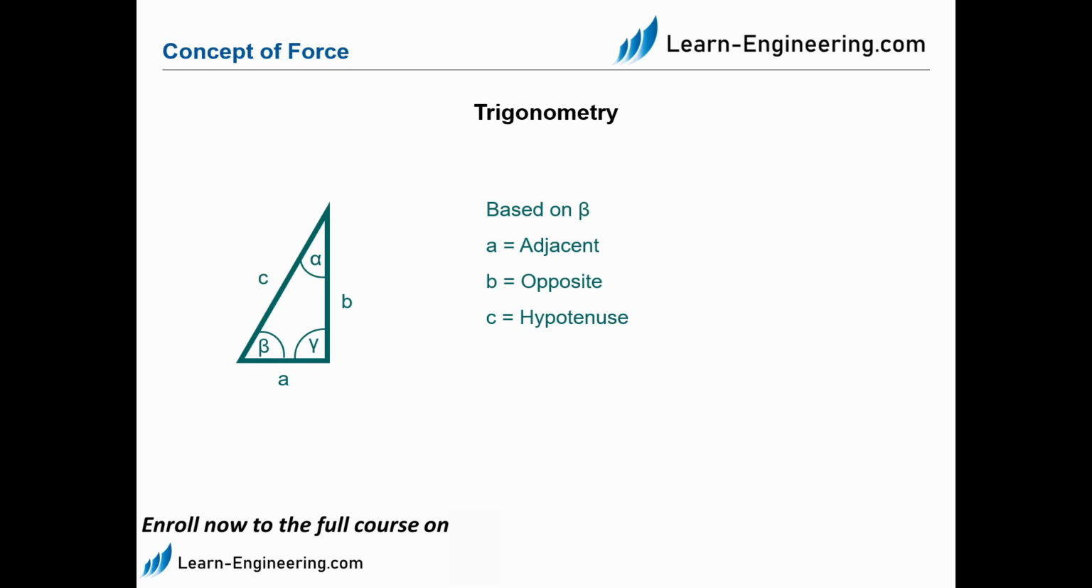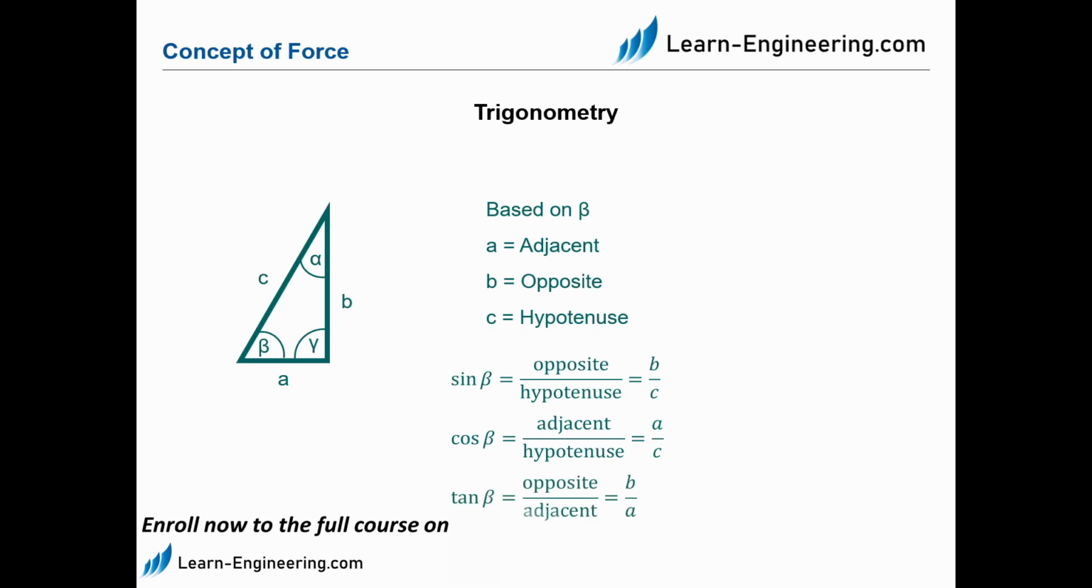The rules of trigonometry are as follows. The sine of beta is equal to the opposite divided by the hypotenuse, that is b divided by c. The cosine of beta is equal to the adjacent divided by the hypotenuse, that is a divided by c. Last, the tangent of beta is equal to the opposite divided by the adjacent, so b divided by a.